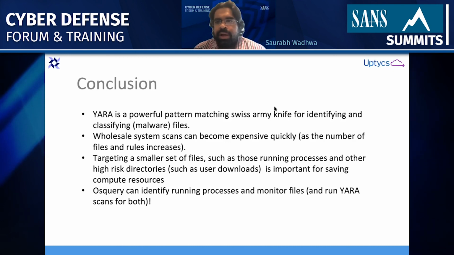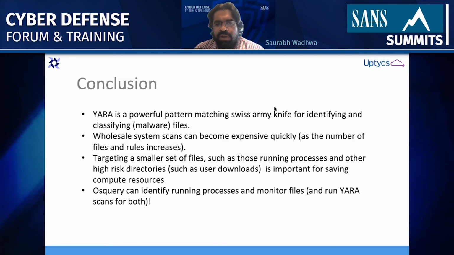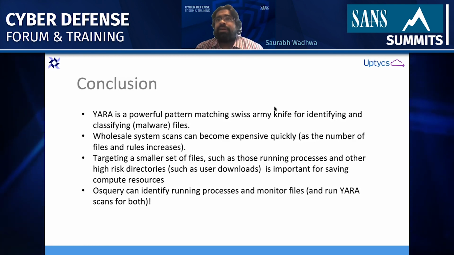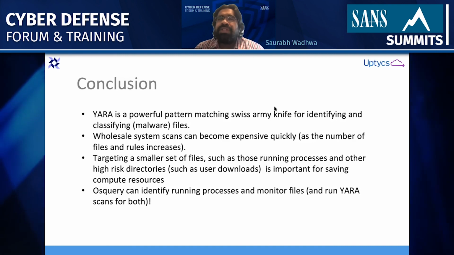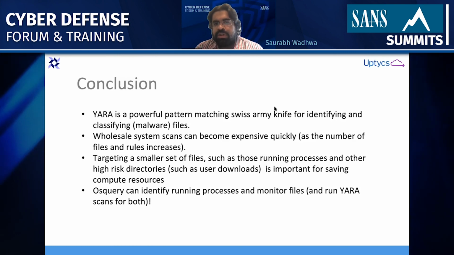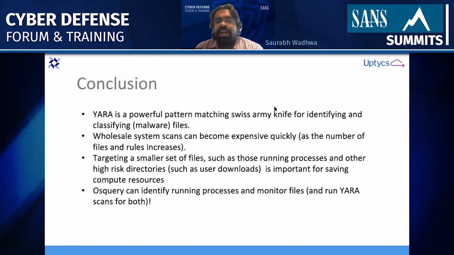So concluding my presentation, here are a few pointers. YARA is a powerful pattern matching Swiss Army knife for identifying and classifying malware files. It can detect a particular strain of malware or a family of malware. Wholesale system scans can become expensive quickly, as we saw that running a YARA scan again and again took up a lot of system resources, and we certainly don't need that. Then targeting a smaller set of files, such as the processes that are running, and high-risk directories in case of file integrity monitoring, is really important for saving on computing resources.